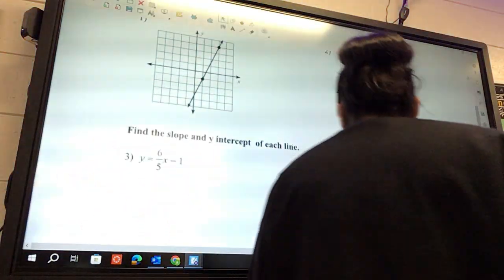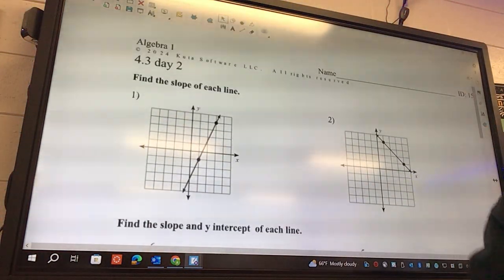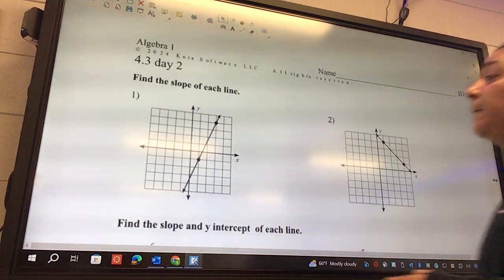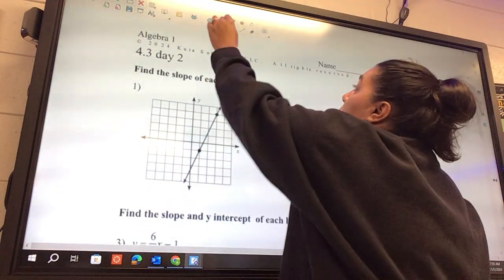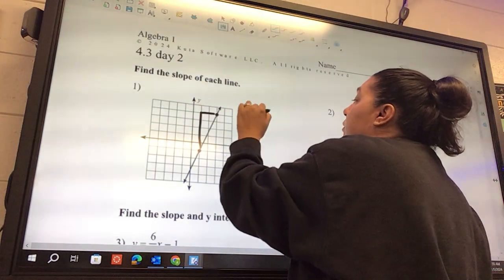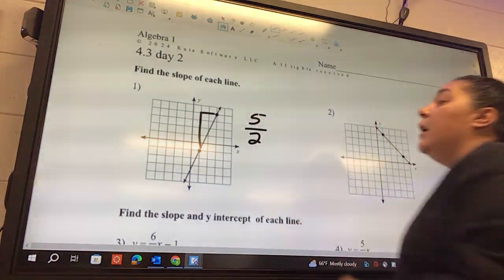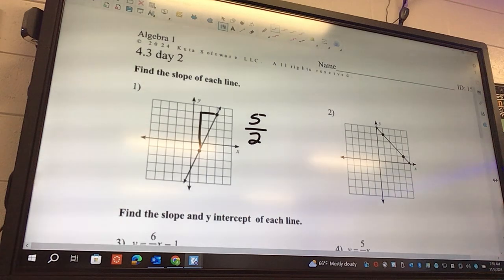It says find the slope, so how much do we rise, how much do we run? We rise 5 and we run 2, so it's going to be 5 over 2. Is that a positive or a negative slope?